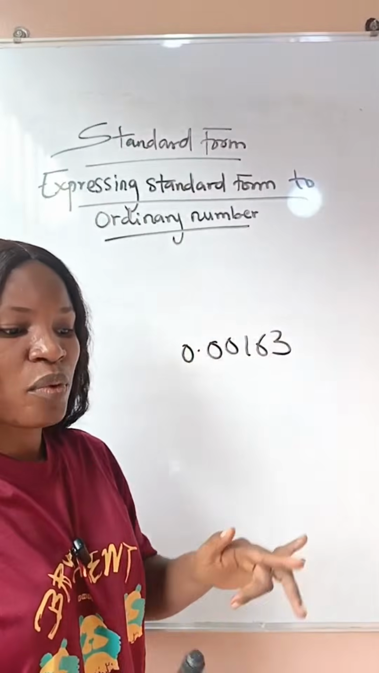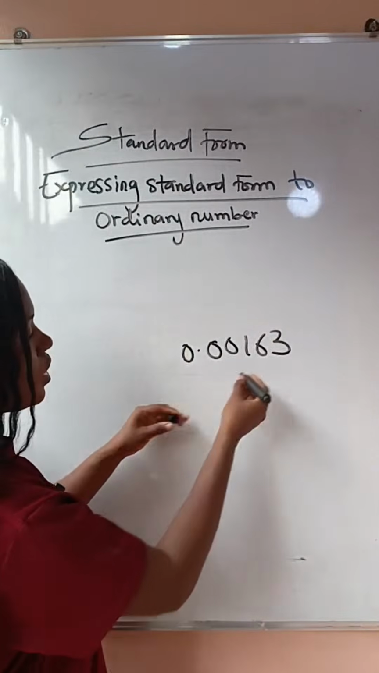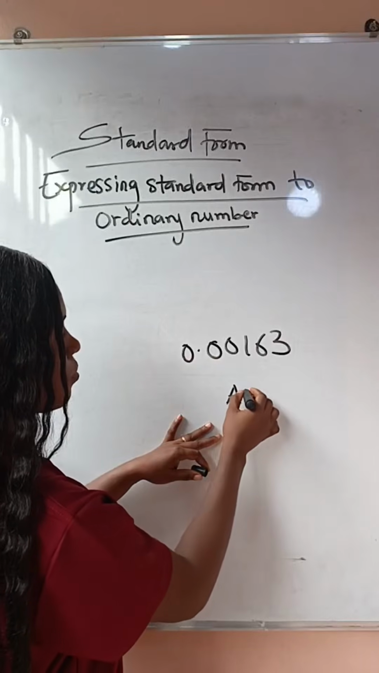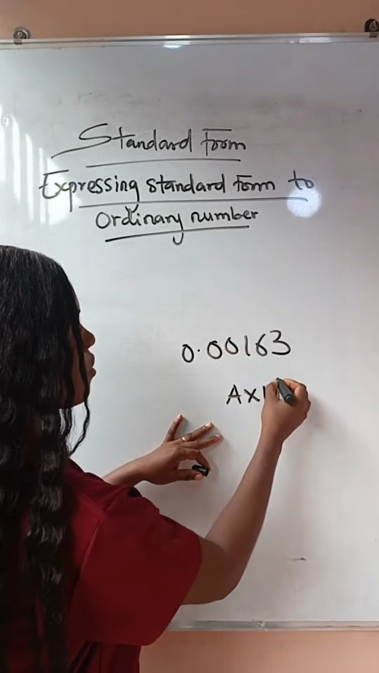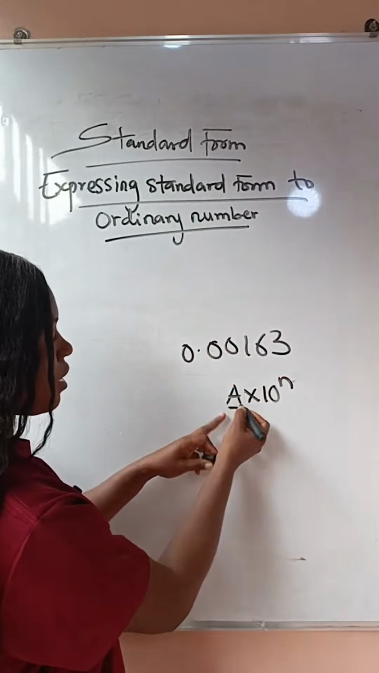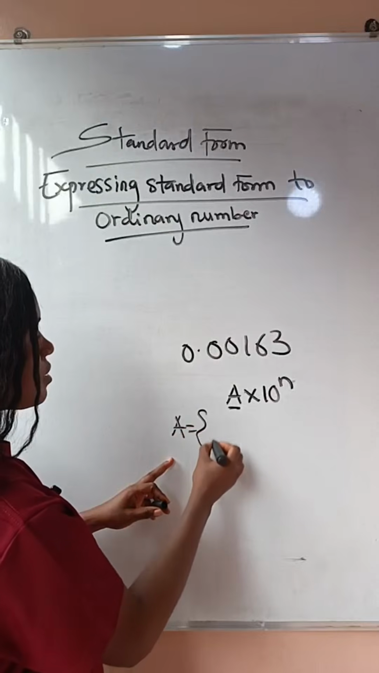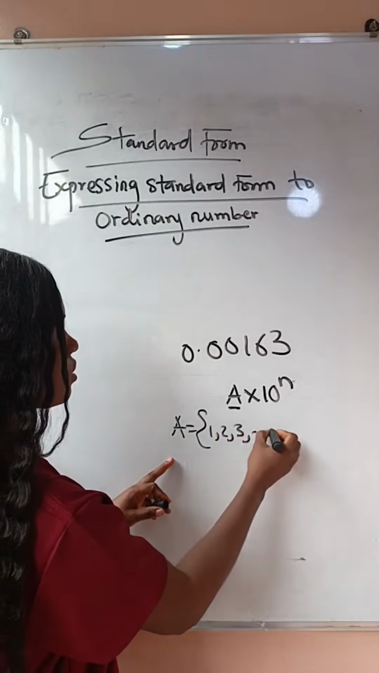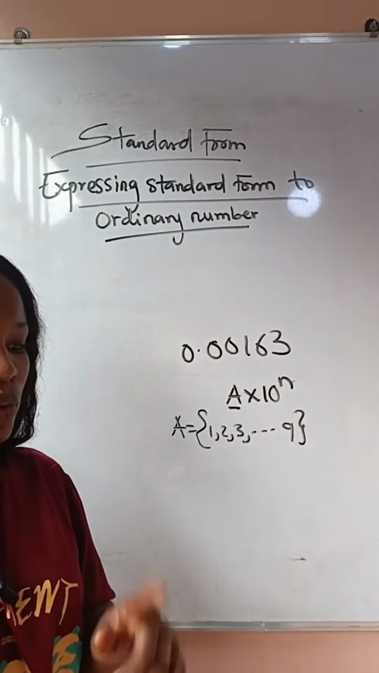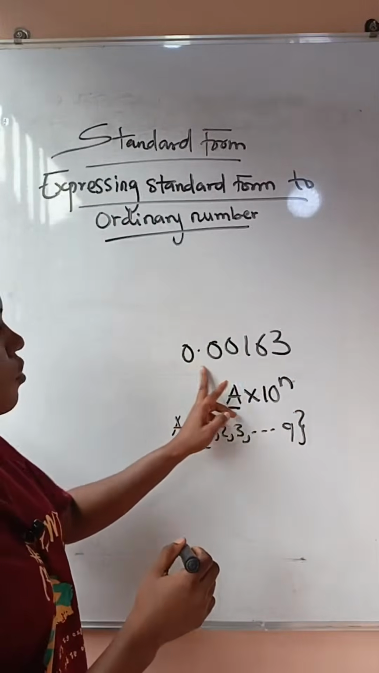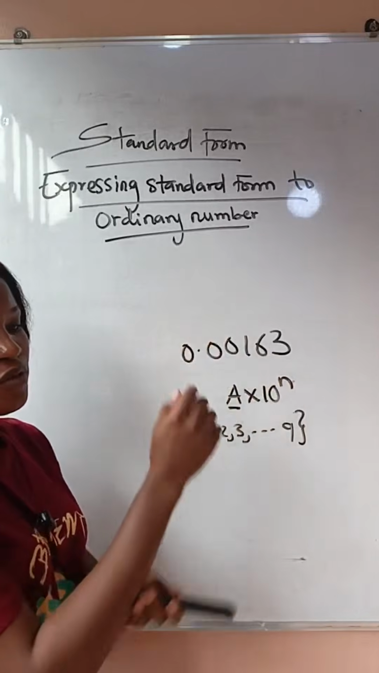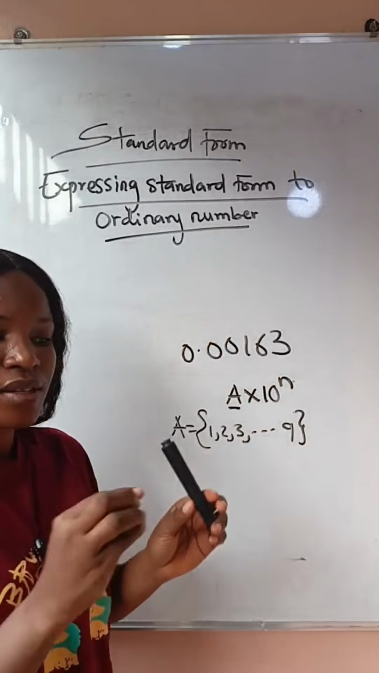Why is it 10 to the power of minus 3? Remember that we need to express this in this form, a times 10 to the power of n. So we need our a, and remember that our a is 1 2 3 to 9. The first thing we will do is to get our a from this number, and we can get that by shifting our decimal point from its original position till we get to a.